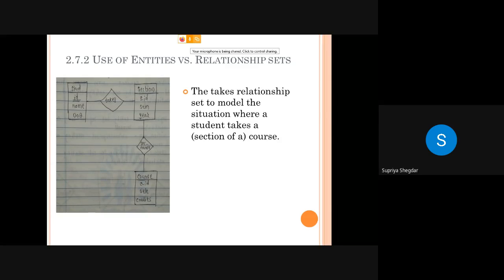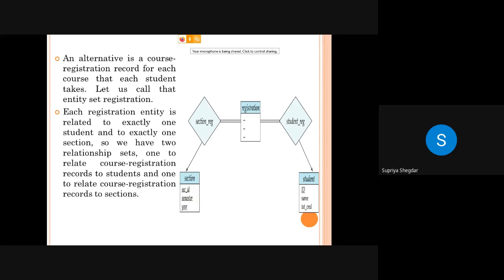So here the takes relationship set is used to model the situation where a student takes a course. Here the student takes a section of a course, meaning the course is present in one of the sections, or in one of the semesters or years, and the student takes that particular course. Okay, so instead of using this, the alternative solution is to use a course registration record for each course that each student takes.